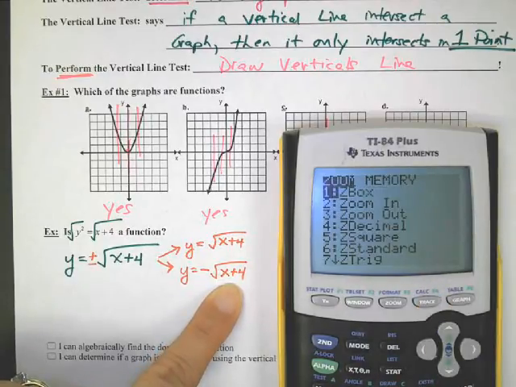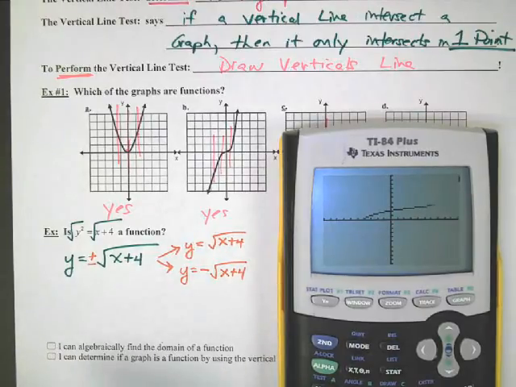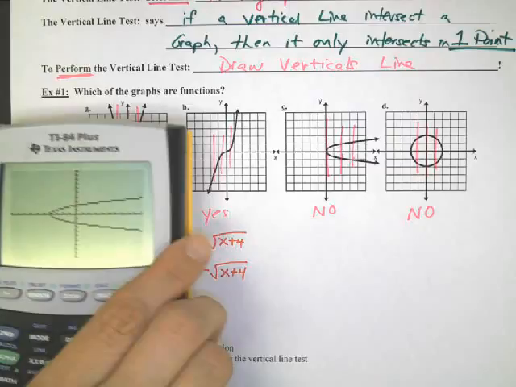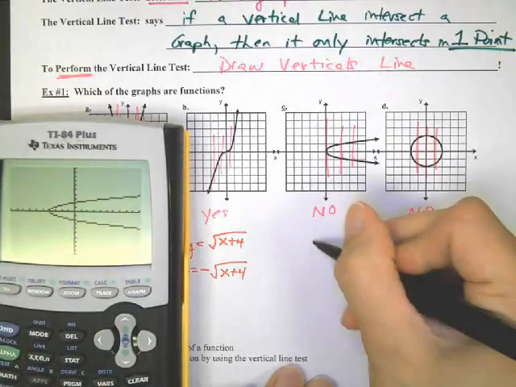I think I'm going to try to zoom standard, see if that's the entire graph. Oh, it's looking really good. So there's the first one. There's the second one. Okay, so let's draw a nice graph here on our paper.